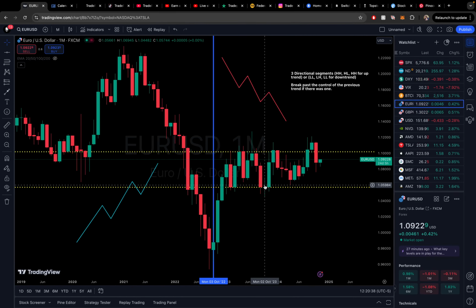And you can see it did. It did 105.66. So I was 6 pips below. So I did technically break past this control point here. Now there are many traders that would say that's not a very significant break.